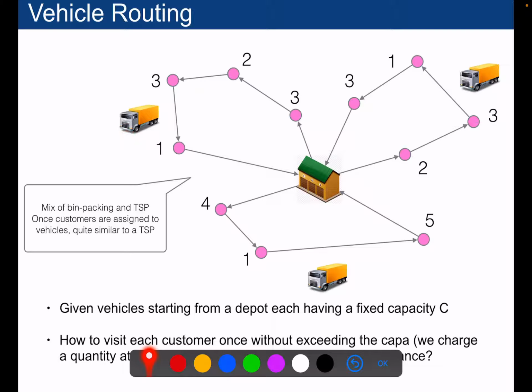And therefore, if the capacity of the truck were infinity, of course, that would be a traditional TSP. But since you have a limited capacity C, you might need several sub-trips. The optimal solution is probably to split into several trips and use the 3 trucks that are available.